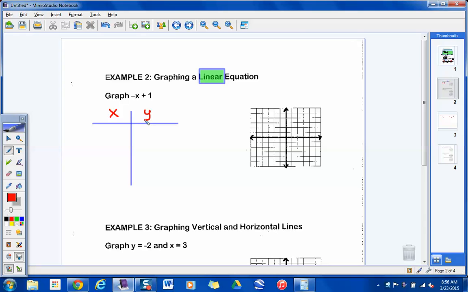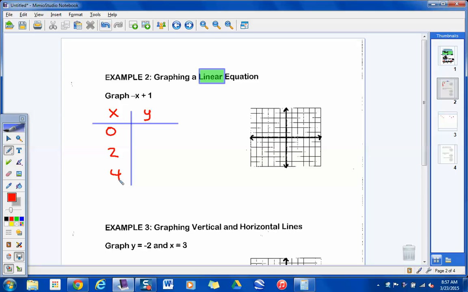-2, 0, and +2. Actually, you know what? I'm going to change it this year. Forget it. We're going to go 0, 2, and 4. I'm going to change it up this year. Let's use 0, 2, and 4. Fair deal? Okay. Basically, I'm saying take 0 and plug it in for what? X. Take 2 and plug it in for what? X. Take 4 and plug it in for what? X.